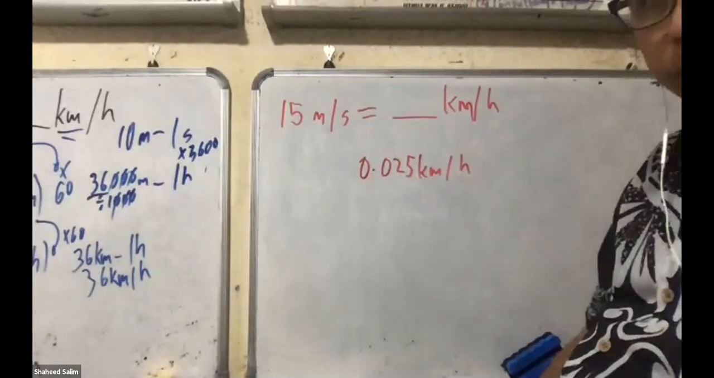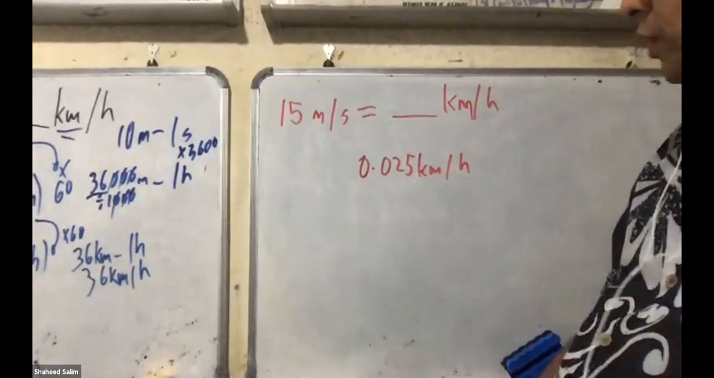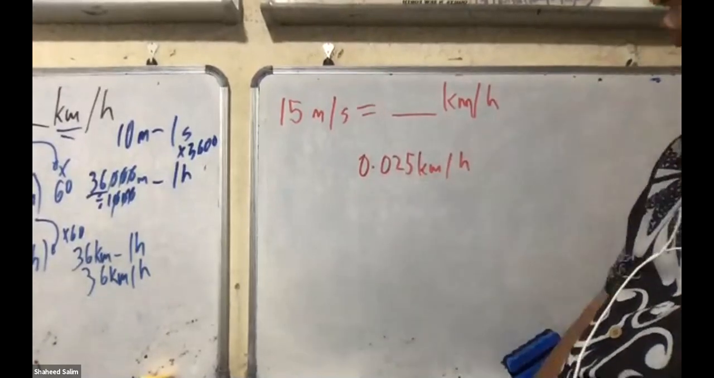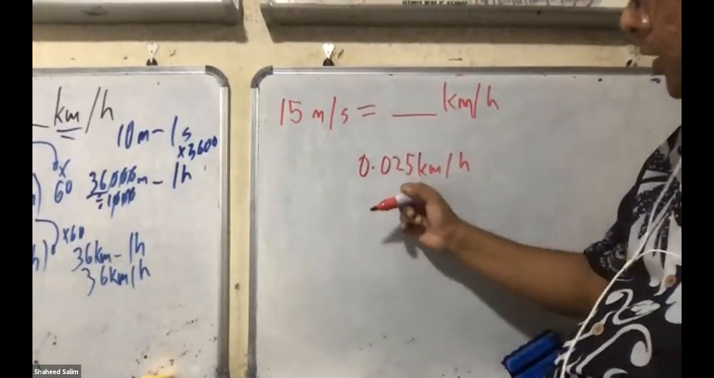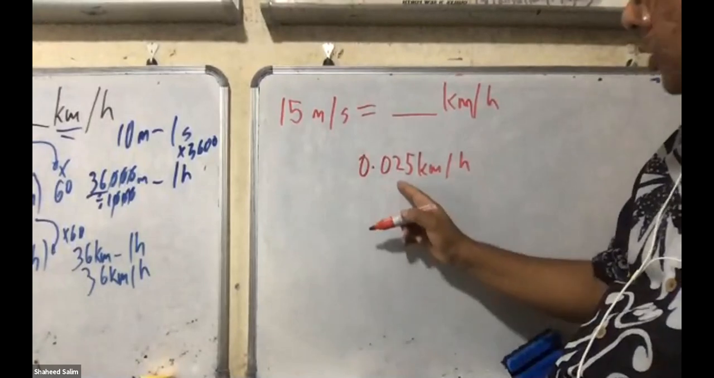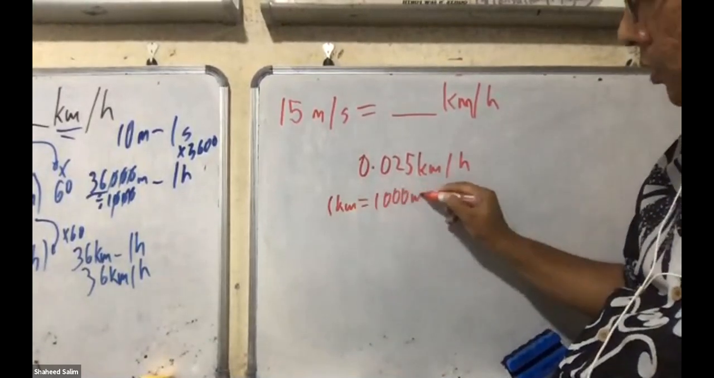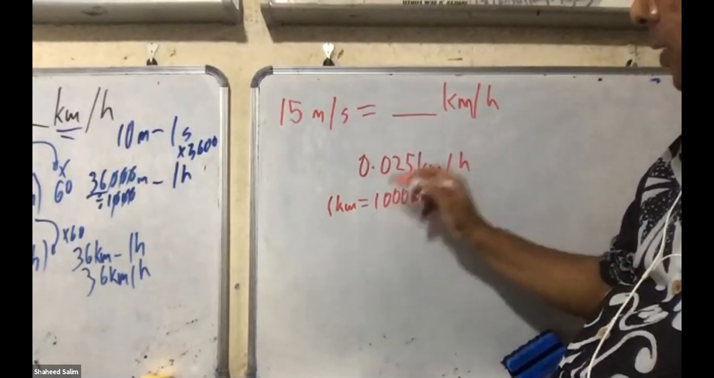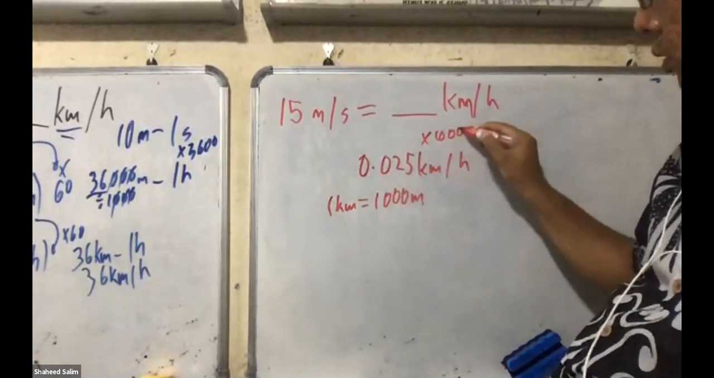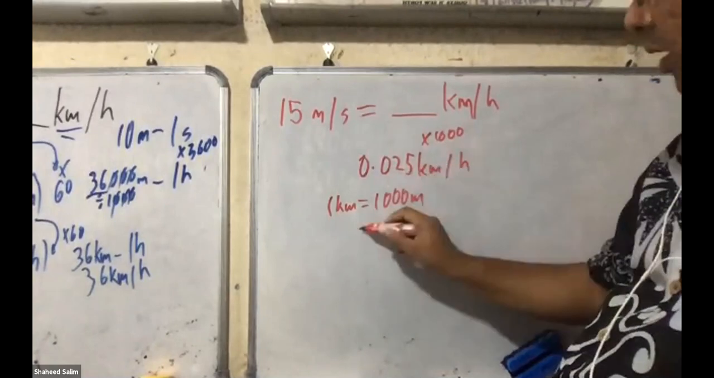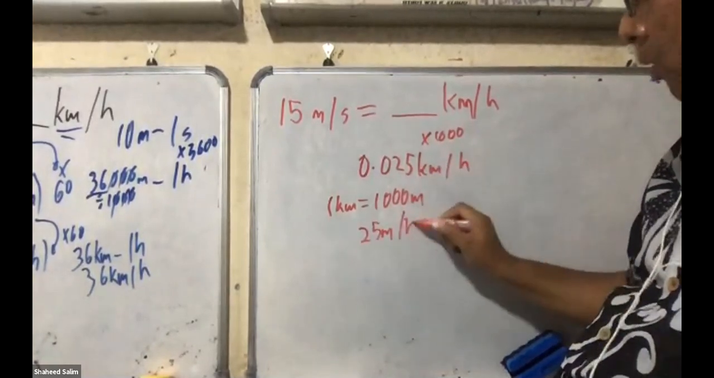0.025 km per hour. Yeah. Okay, first of all, let us find out what is 0.025. Change it to meters. 1 km is 1,000 meters. So this one, I want to change it to meters. I times by 1,000. I shift 1, 2, 3, 25 meters per hour.